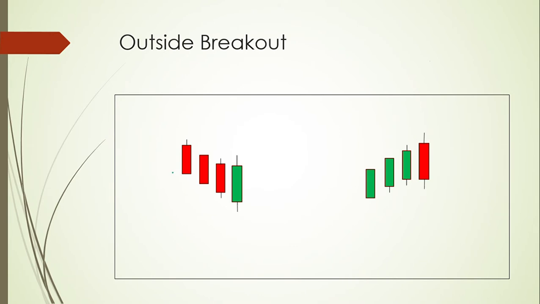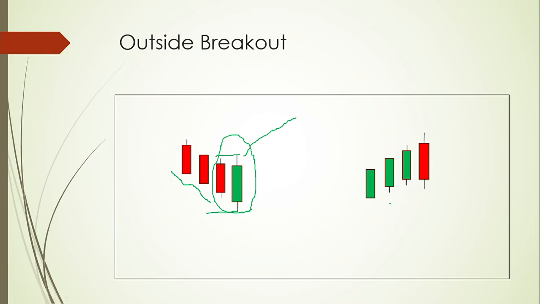In the first one, there will be a few bearish candles with lower lows and lower highs. This trend will be broken by one bullish candle which will have a lower low and a higher high when compared with the previous candle. Once this breakout happens, the price will go up.